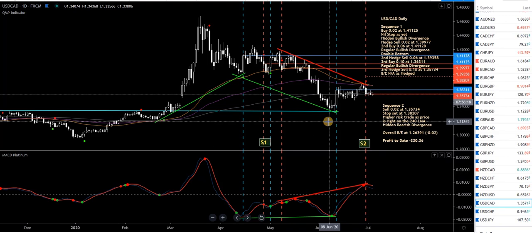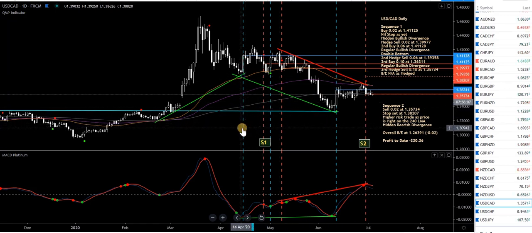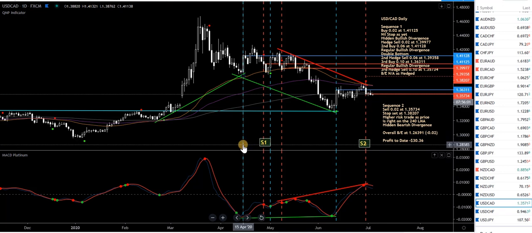USD CAD. There was a new sell here, taken on sequence 2. It's got a stop in place. And there is a sequence. What's this blue line here for? I don't know why there's a blue line there, because sequence 1 should be on the furthest left blue line. I'll make a note of that. That's another one I've got to fix up.